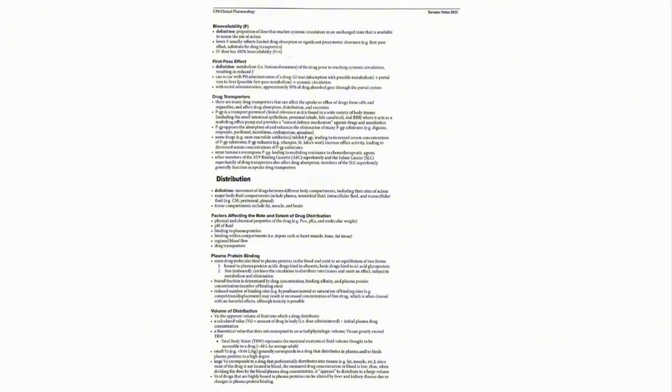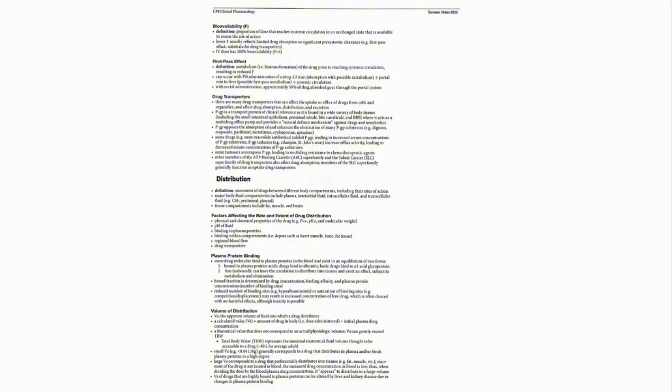Volume of distribution, or VD. Finally, we come to one of the most important pharmacokinetic concepts, the volume of distribution, abbreviated VD. Volume of distribution is defined as the apparent volume into which a drug distributes throughout the body. It is calculated as VD equals amount of drug in the body divided by plasma drug concentration.